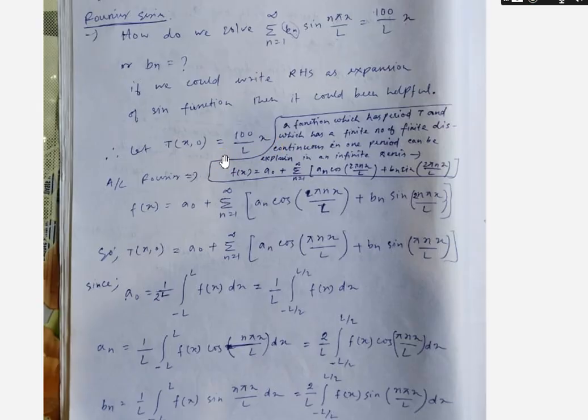So how to do that? Well, we're going to learn about this. Now, a function which has a period T and which has a finite number of finite discontinuities in one period. First of all, a finite number of finite discontinuities. This finite discontinuity is not infinite, that means the limit will not tend to infinity.